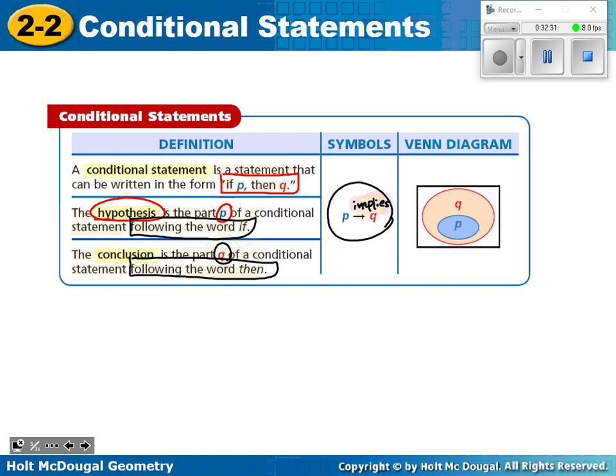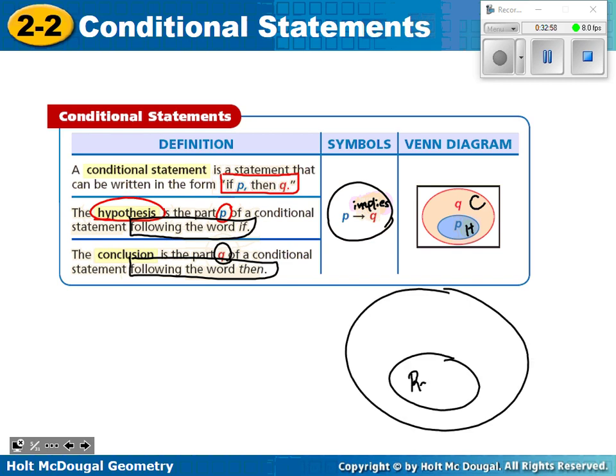Okay? Sometimes they're going to ask you to draw a Venn diagram. When you draw the Venn diagram, your conclusion is always the big circle. Your hypothesis is always the inside smaller circle. No, you will actually write the words. Okay? P and Q is just for the notes to make it quicker. So what we would do would be something like this. And then we would include whatever's in our problem, like raining, which is our hypothesis, and ground is wet, or wet ground. Okay?